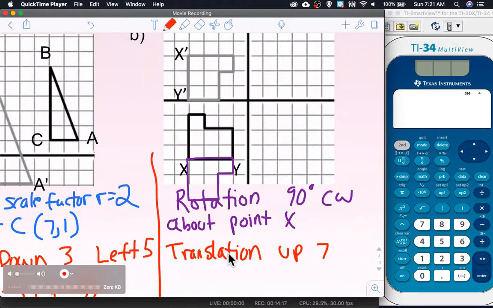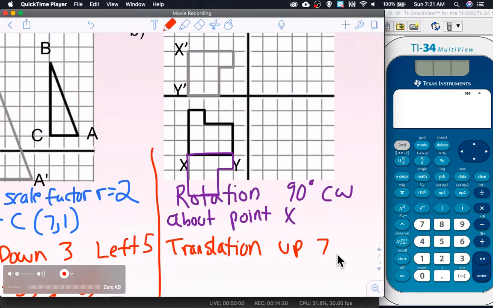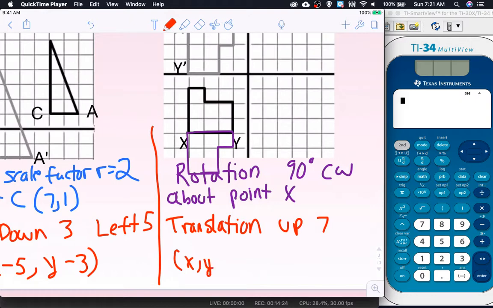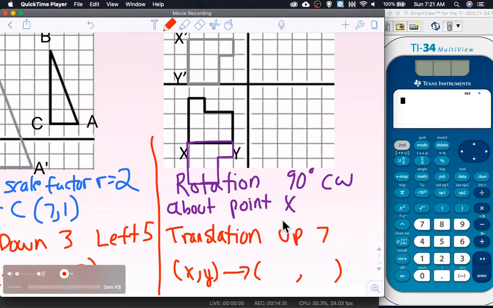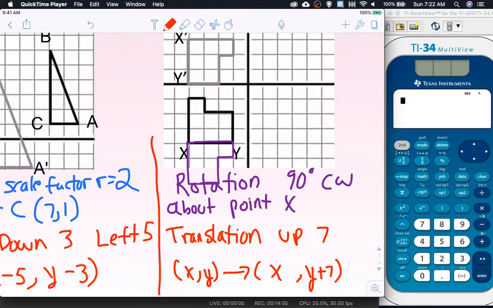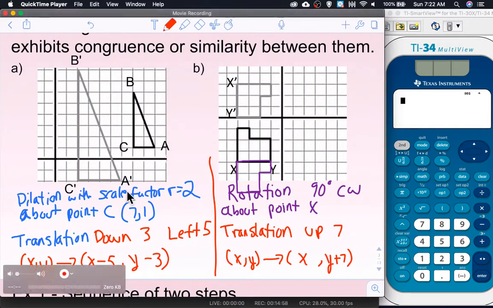Good, better, best would be with the rule. Okay, the rule. X comma Y goes to. What's happening with our X values? Are our X values changing? Am I going left and right at all? No. So X stays the same. We don't have to do a plus 0 or minus 0. That doesn't do anything. So we just say X stays X. The X coordinates of each of these points stay the same. But the Y coordinates will go up 7. And there we have it. So this is a sequence of two different transformations that you can use to make one thing turn into the other.